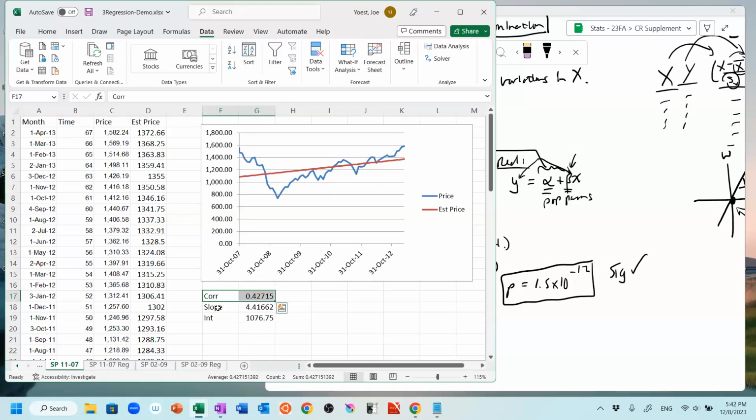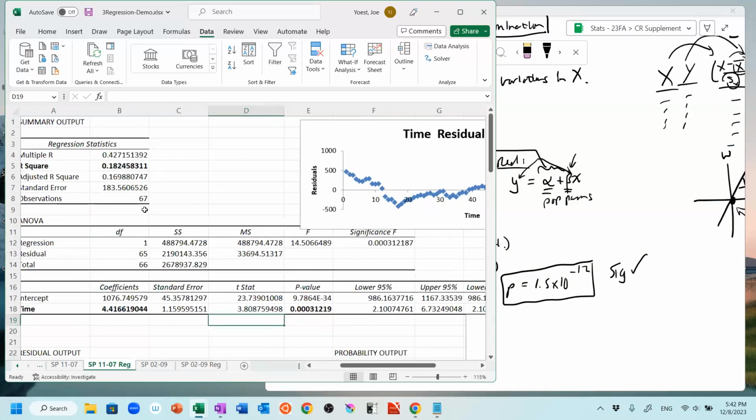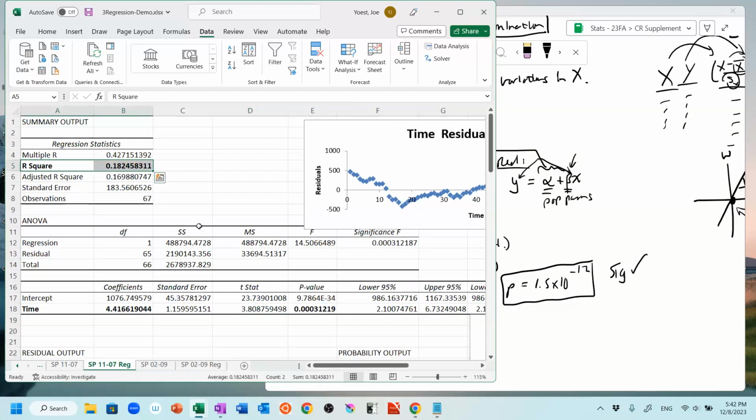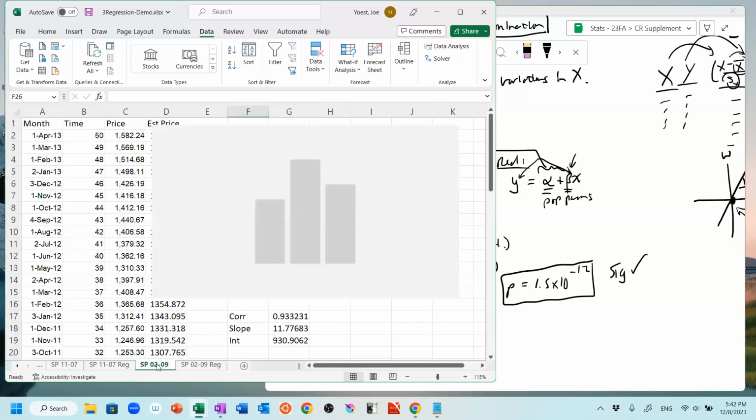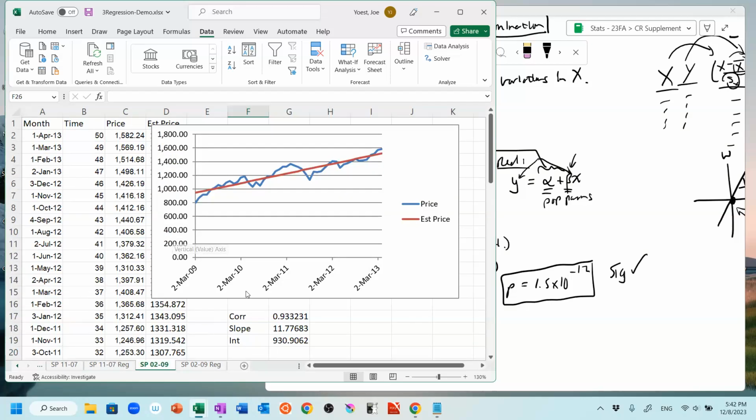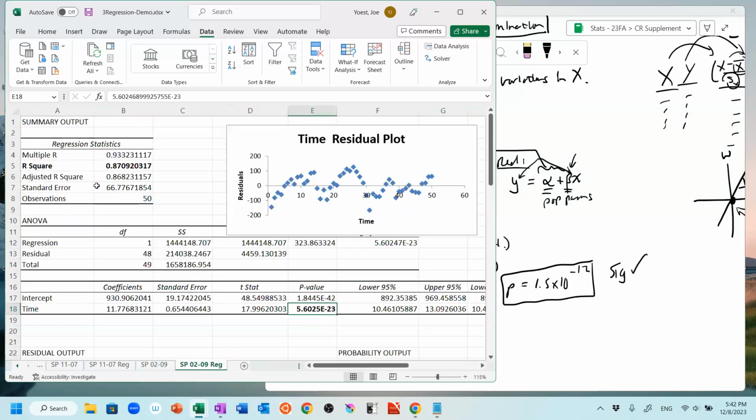I have a correlation of 0.42. And if I look at my regression output, I get an R squared of 18% and a p-value that's pretty significant, 3 times 10 to the minus 4. So I have 18% explanatory power. Right. But if I choose a different era, a different time period, all of a sudden I have a correlation of 93% and 87% explanatory power.